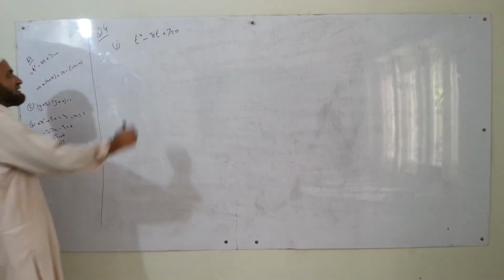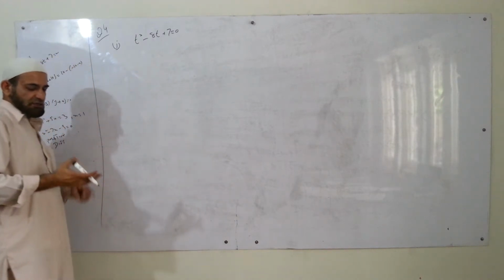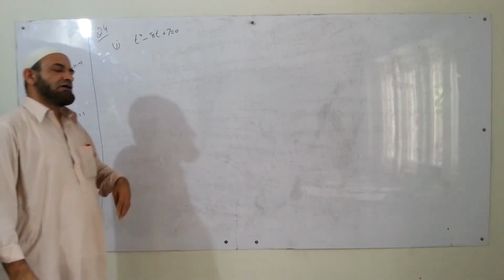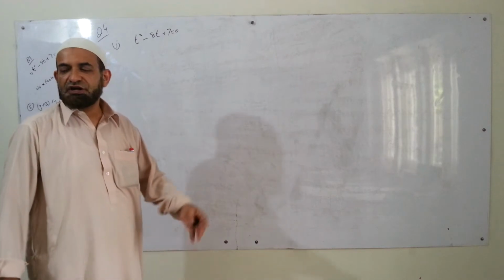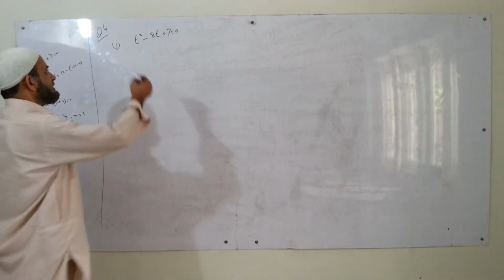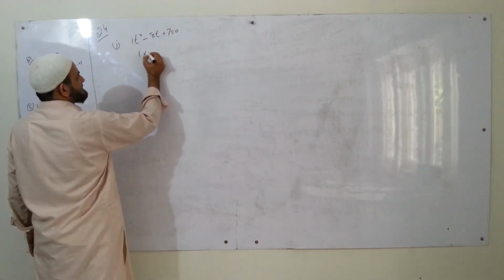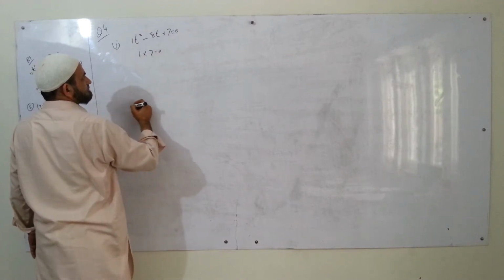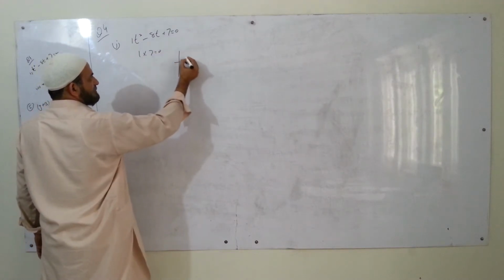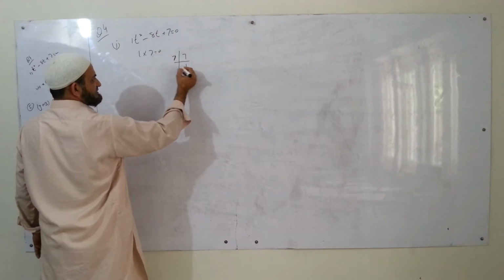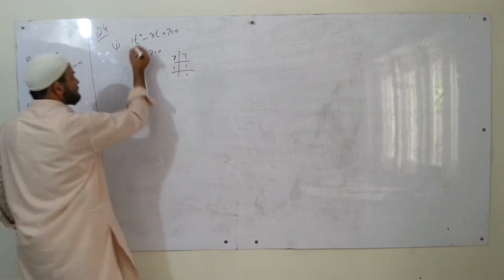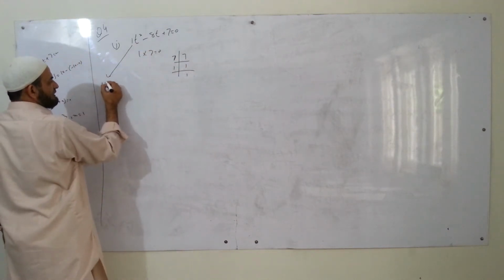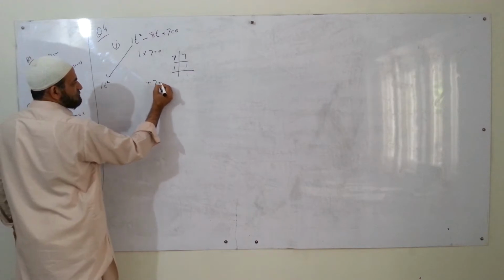Factorize the equation. Here we can apply any method: the sum and product method, completing the square, or the quadratic formula. It's your choice. Now here is 1. 1 multiplied by 7 gives you 7.